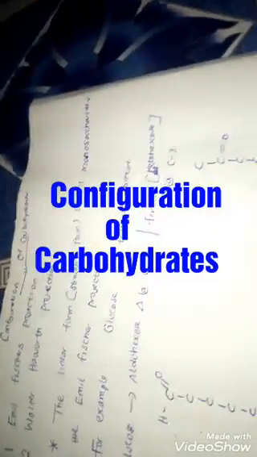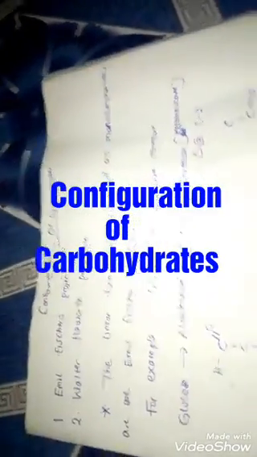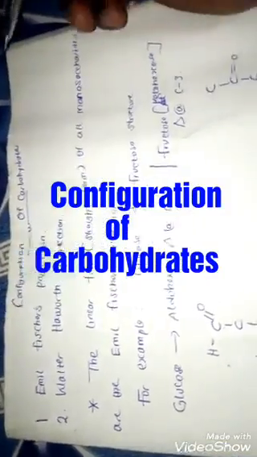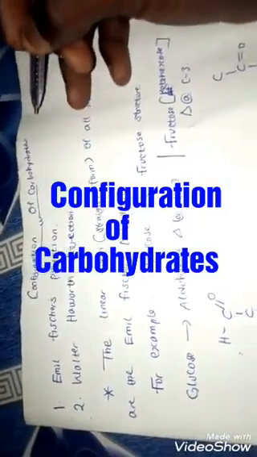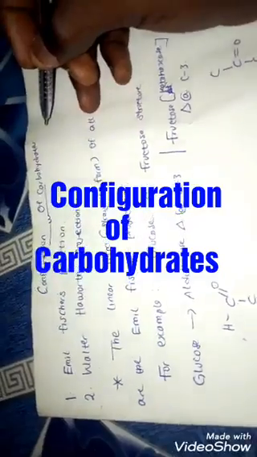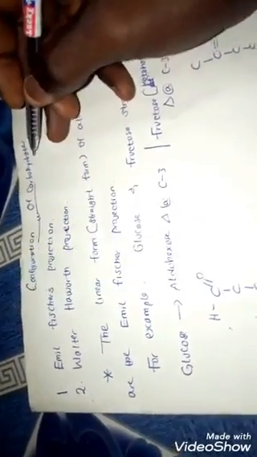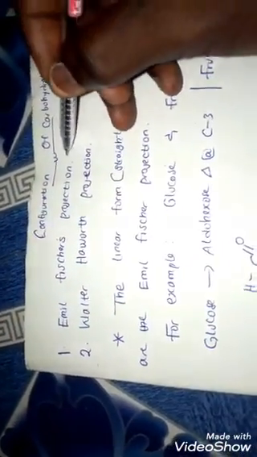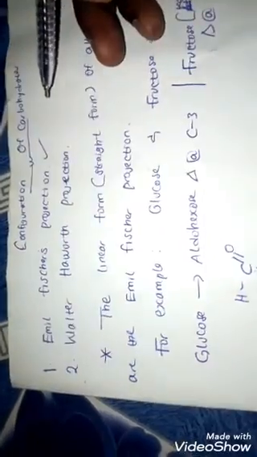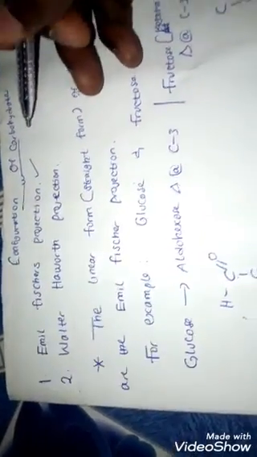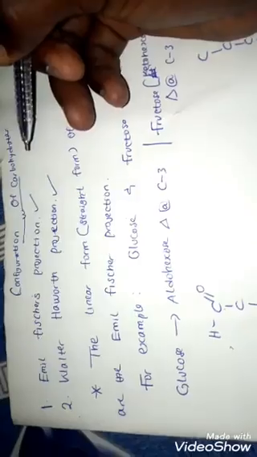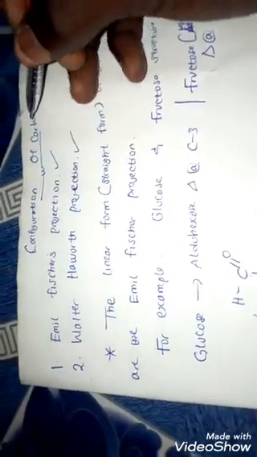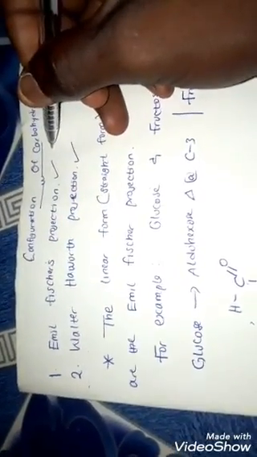Carbohydrate configuration. That's what we are dealing with today, basically. According to the notes I released earlier, we're going strictly to the two major configurations of carbohydrates. Now, we have two projections here. We have the Emil Fischer's projection and we have the Haworth projection. These are the two major projections that we have in carbohydrates.